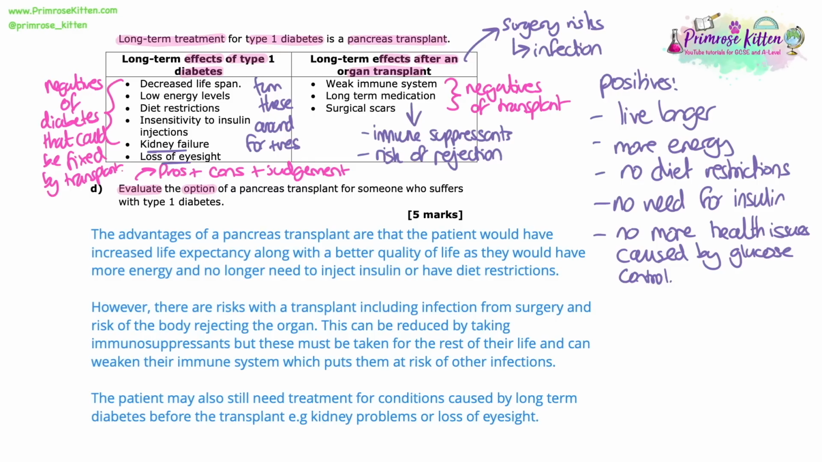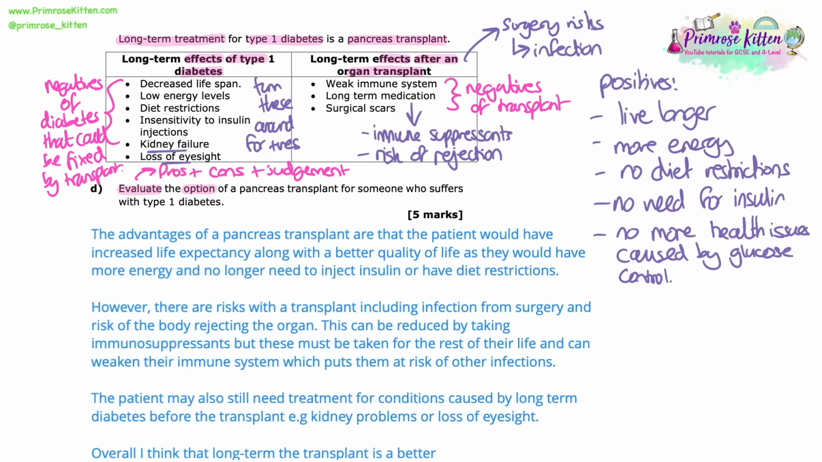So you can see how instead of just making bullet points like it was in the table, so long-term medication, weak immune system, I've turned that into a statement that links those together. So why do you need to take the long-term medication? Why does that create a weak immune system? Why might that be a disadvantage for the person?